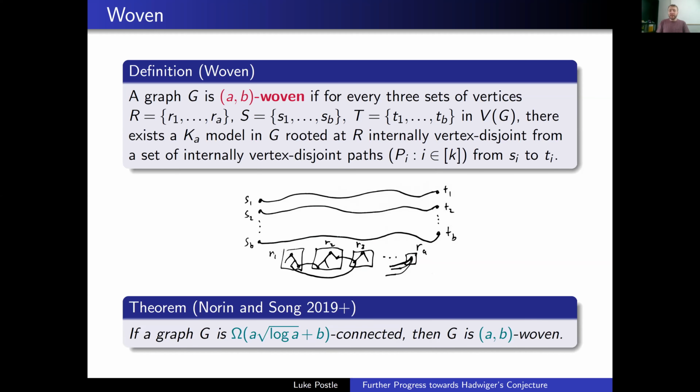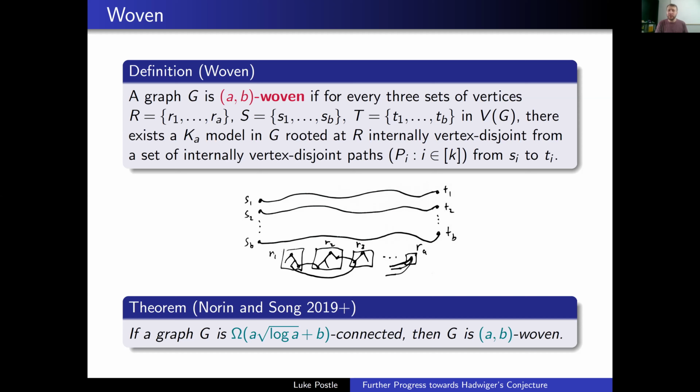And the theorem is that Norin and Song showed, using the Bollobás–Thomason machinery, a nice combination, that if you're omega of A root log A plus B connected, then you're (A,B)-woven. So this implies the Bollobás–Thomason, but also notice it covers the Kostochka–Thomason, right? If you're that level of connected, you're that dense, so you get a K_t minor, but actually it's more than that. You get rooted minors, so you can build on specific vertices, and you can also get linkage at the same time. So that's very nice, and we'll use that.